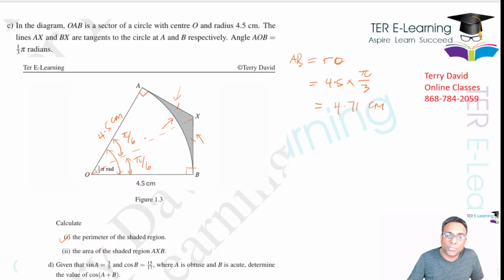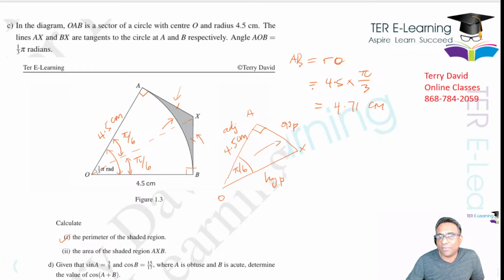Okay, so let me just do something quickly here. So you have a right angle triangle. This is pi on 6. This here is A, this is X, and this is O, and we know this length here is 4.5 cm. So therefore, you need to label your triangle. So this is going to be the opposite, and this here is your hypotenuse. So therefore, this here, the 4.5, is your adjacent.